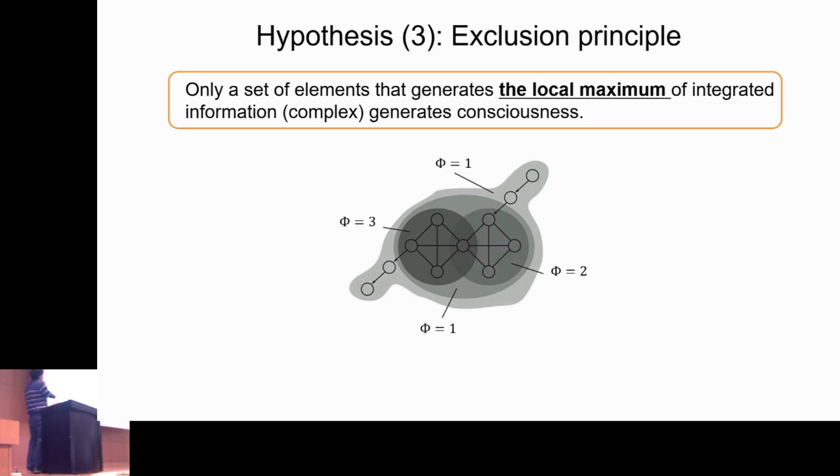Given a system, what we need to do is compute phi in every possible subsystem. Phi here, phi here, phi here, we compute everything. Then only the maximal one, only the locally most integrated system, can generate consciousness. That's the hypothesis.